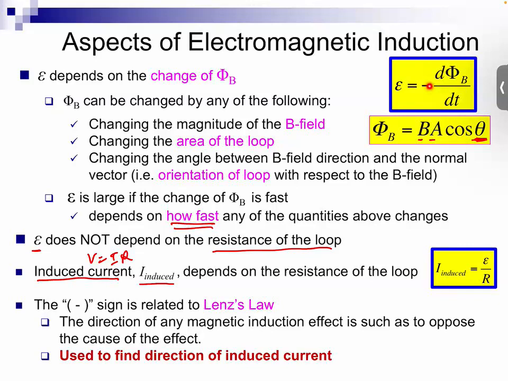Now the negative sign here is not actually involved in the calculations, but this negative sign has a very important physical meaning. The negative sign tells us the direction in which the current is flowing in the loop. It's such an important concept that it has its own name. It's called Lenz's law. Lenz's law just refers to the negative sign in the Faraday's law equation here, and it gives us the direction in which the induced current is flowing in the loop.